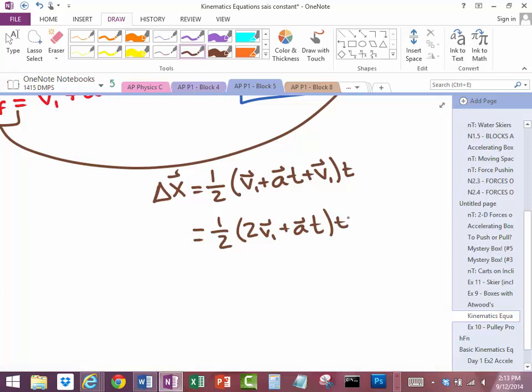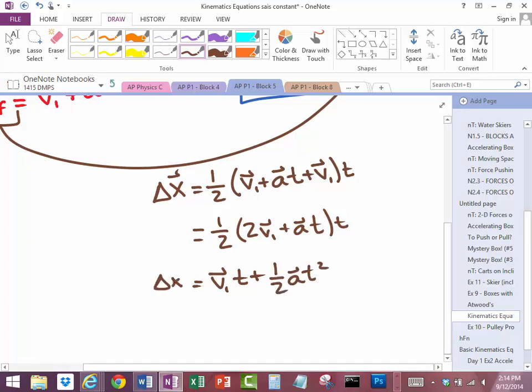1/2 times 2 is 1, right? And then we've got the Vi times the t. Here it is, Vi times the t. And I have to distribute again. 1/2 times a times t is 1/2 at, times t is 1/2 at squared. Look at that. There it is. It was just waiting for you.